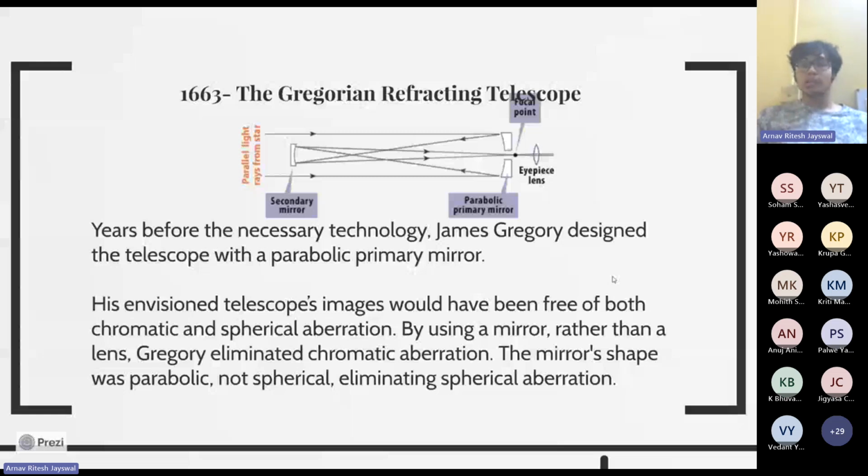Then you go to Chester Moore Hall and his achromatic lens. So he developed an achromatic lens with the goal to get rid of chromatic aberration. As you can see here, it involved two pieces of glass with different refractive indices, and both of them converge together to give a pretty sharp image of the object you wanted to see. And this resulted in a refracting telescope with little to no chromatic aberration.